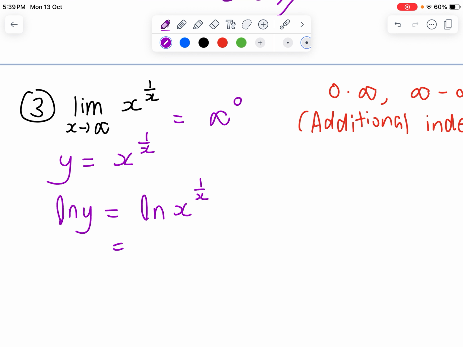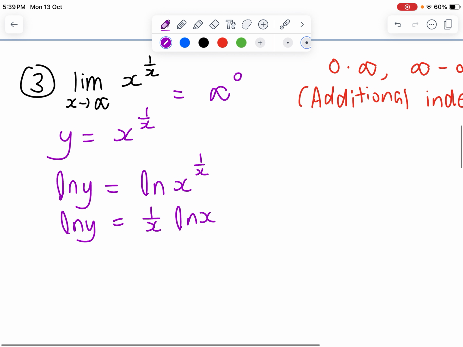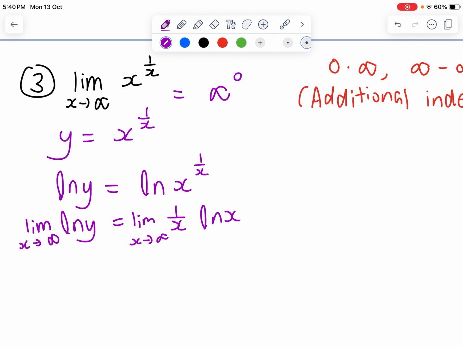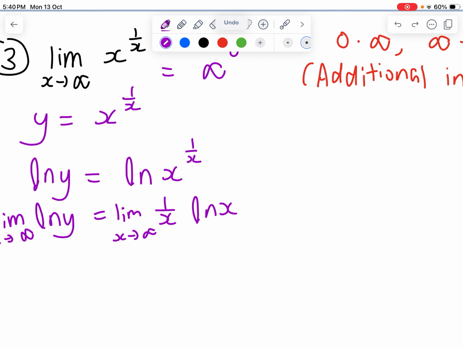So I can take ln of both sides, and to simplify that, we get ln of y. And remember, by basic log properties, the power comes down, so we have 1 over x times ln of x. Once we have that, we can take the limit of both sides. We want to find the limit on the right, and leave the left by itself for now. So let's do that then.